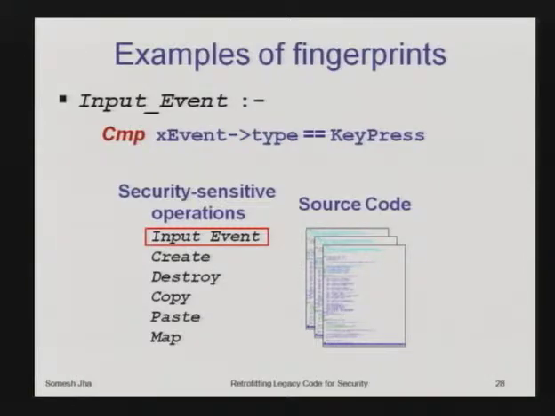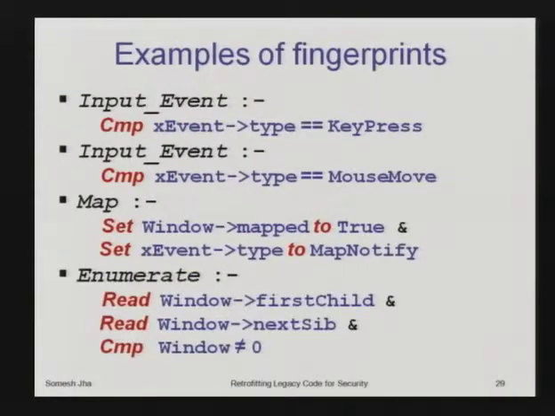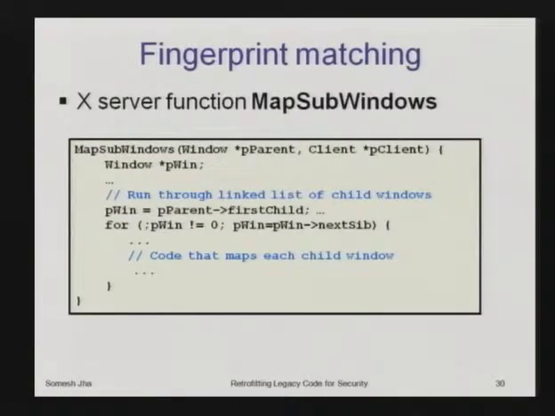If you are interested in the formal way, essentially think about Datalog without recursion. They have only ground terms, and here all the terms are over just the security-sensitive resource types. That's all I'm going to say. Here's another one. This one says a map security-sensitive operation happens when that field is set to true and that type is set to MapNotify. If this code pattern happens in the code, then we say the map happens. Same thing with enumerate and so on.